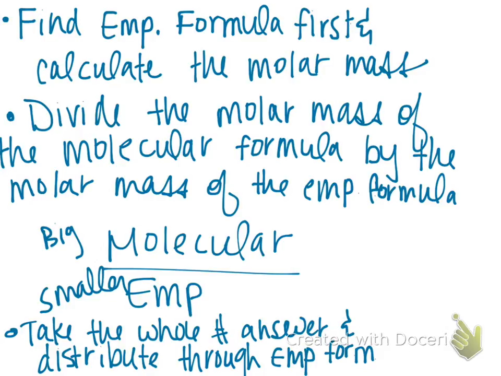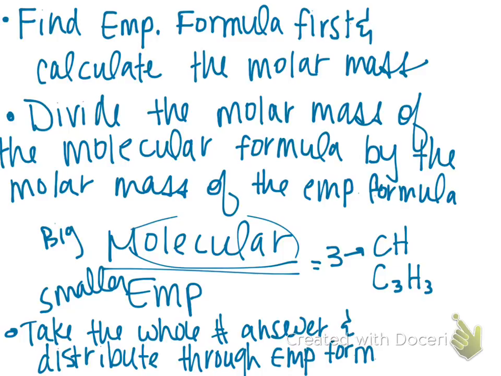Okay, so let me just talk through what this might look like. Let's say we divide our molecular formula's molar mass by our empirical formula's and we get 3. And let's say our empirical formula was CH. If I take this whole number and distribute it through, my molecular formula would be C3H3. Does that make sense? If the molecular formula is 3 times as big as the empirical formula, we're going to go C3H3. That was just a quick example. The empirical formula would be CH, exactly.